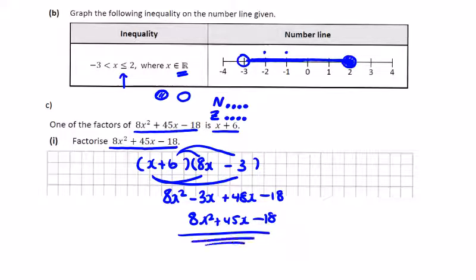So with these easy division questions, that's the easiest way to do this division question. You could use the box method or many other methods, but the answer here is x plus 6 by 8x minus 3.